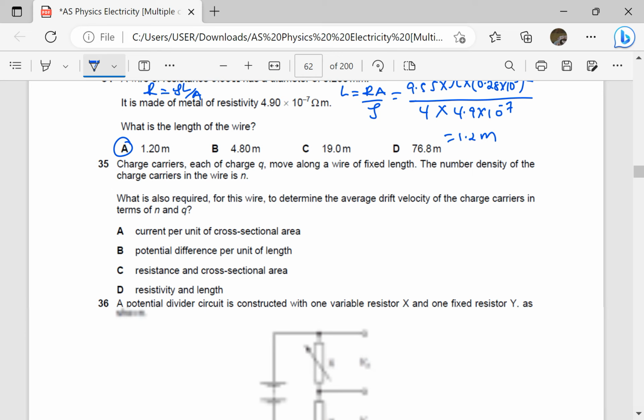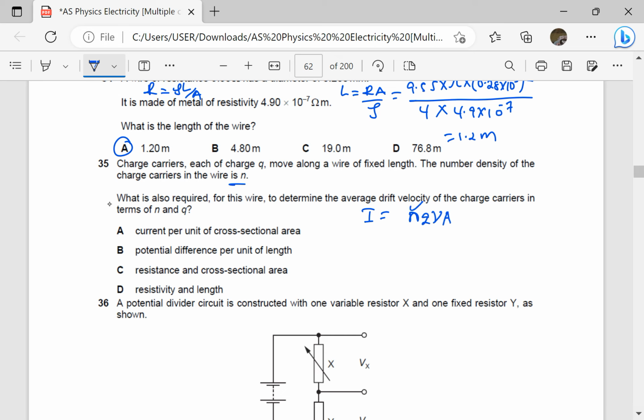Charge carriers, each of charge Q, move along a wire of fixed length. The number density of the charge carriers in the wire is N. What is also required for the wire to determine the average drift velocity? So we know average drift velocity is equal to, never mind, instead of E, I'll put Q, V times A.